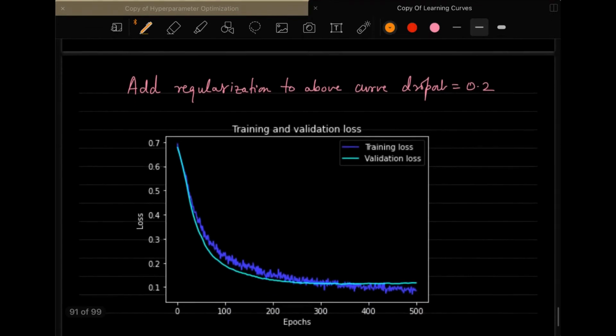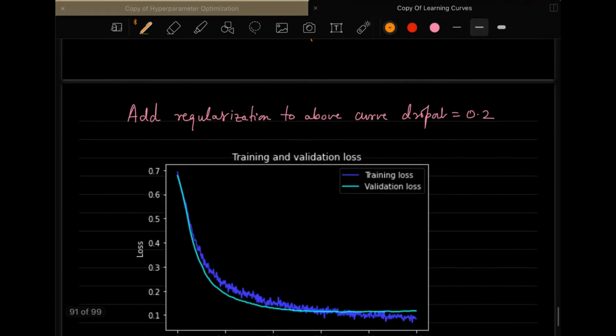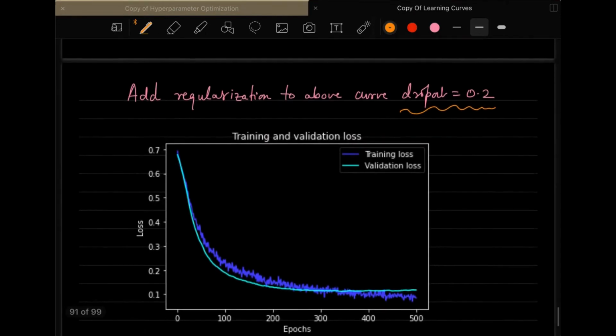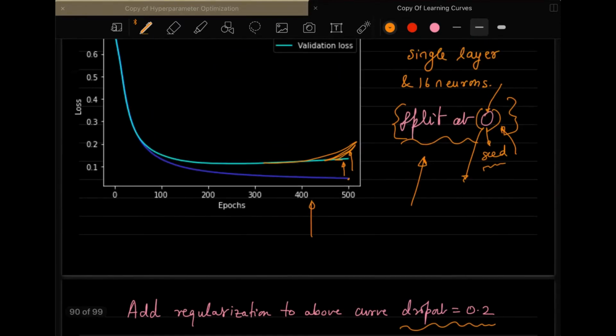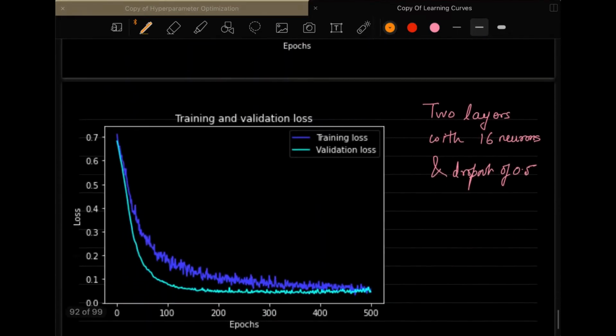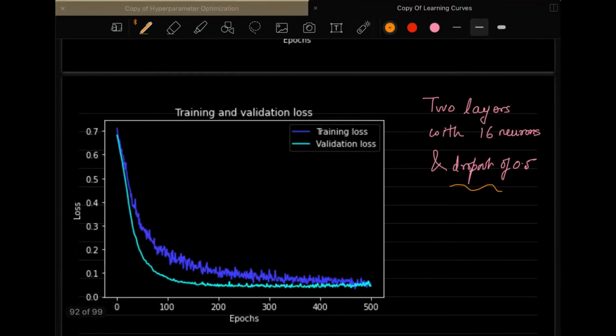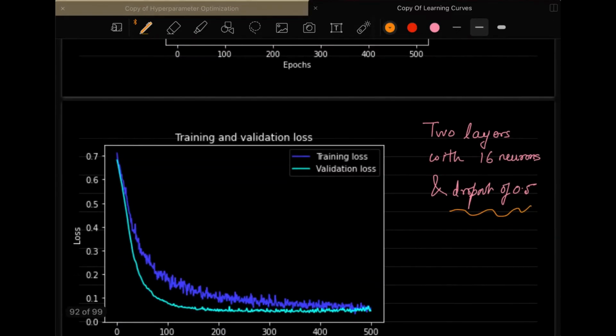Okay, so now in this profile, I have actually added a dropout of 0.2. You can see again it's matching the theory that we have understood. The type of error which was created here is gone. Then I have increased the dropout to 0.5. Earlier it was 0.2. So again you will see something similar.